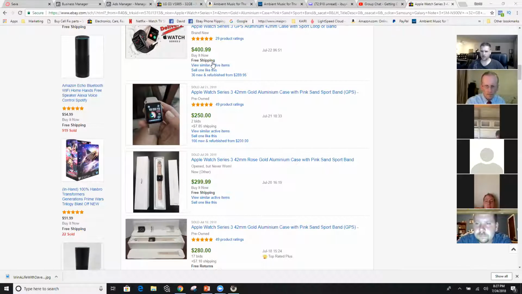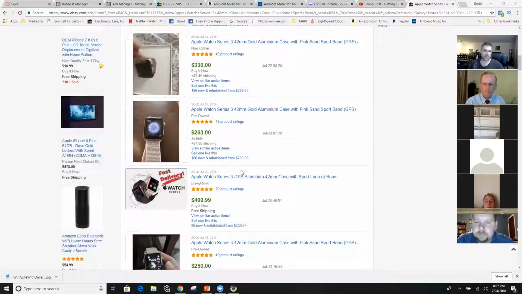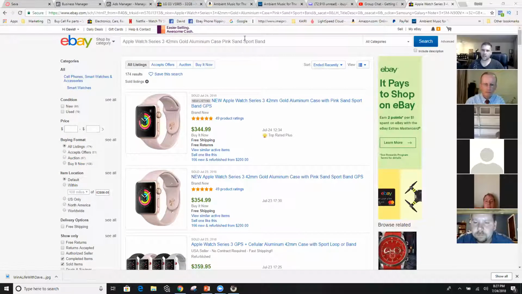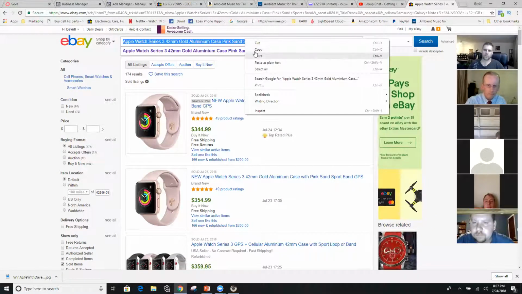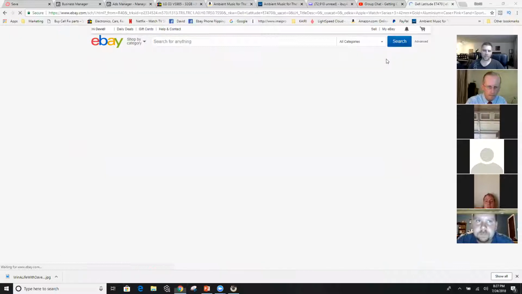So where is it? It's a Dell Latitude E7470. Now, I don't think this is enough information personally, okay? So when you're doing an appraisal, guys, make sure you have all the specs. But let's take a look and see.